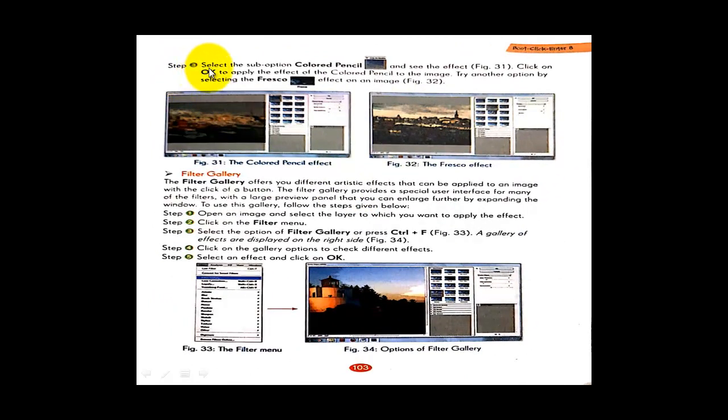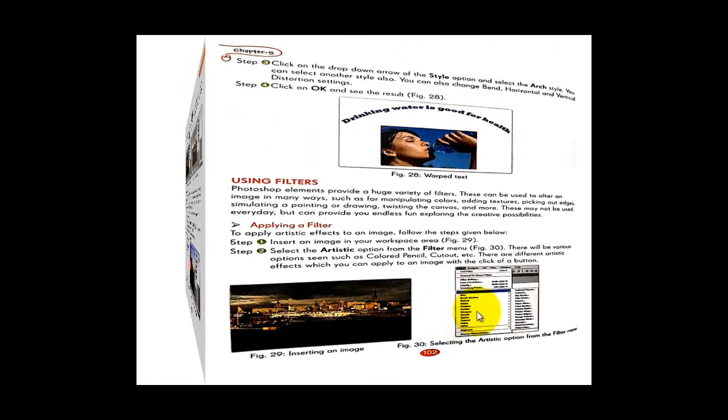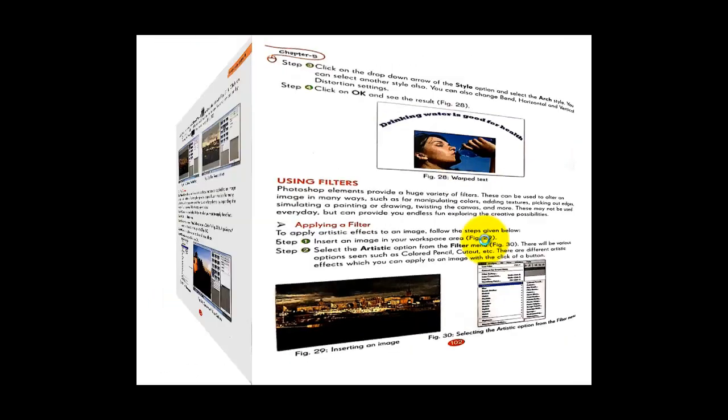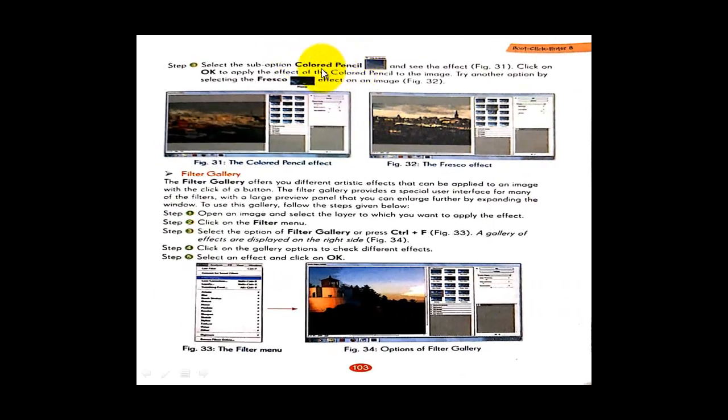Step number 3 here, select the sub option color pencil. I'll show you from the sub options given here. Now we are clicking on artistic and there are many sub options here. From the sub options available here, you can choose the color pencil, for example. And see the effect shown in figure number 31. This is figure number 31 here.